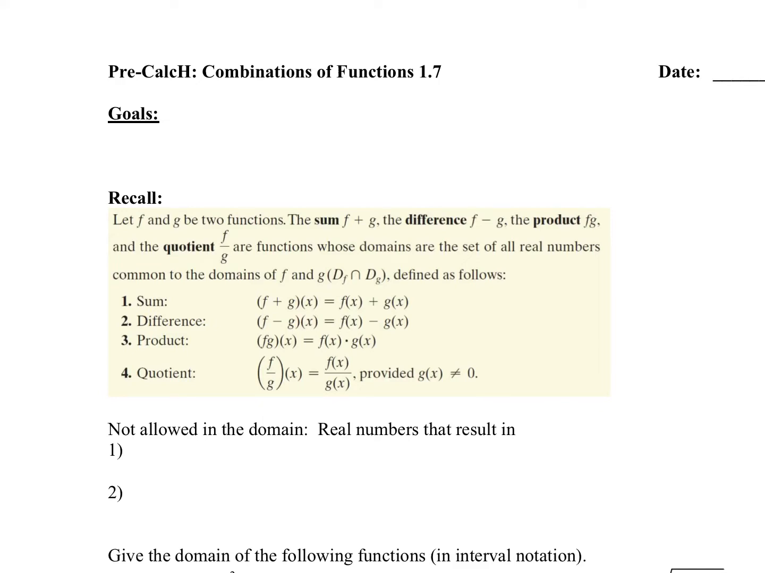Hello everyone, this is section 1.7, combination of functions. Our goals here are going to be to understand how we can combine functions using basic arithmetic rules that we've seen in the past.